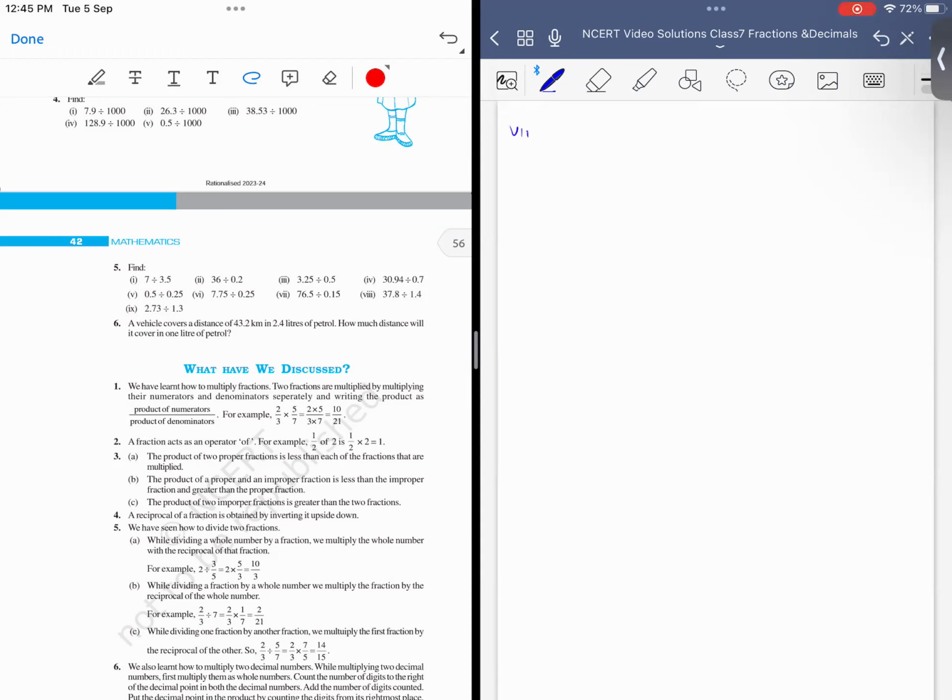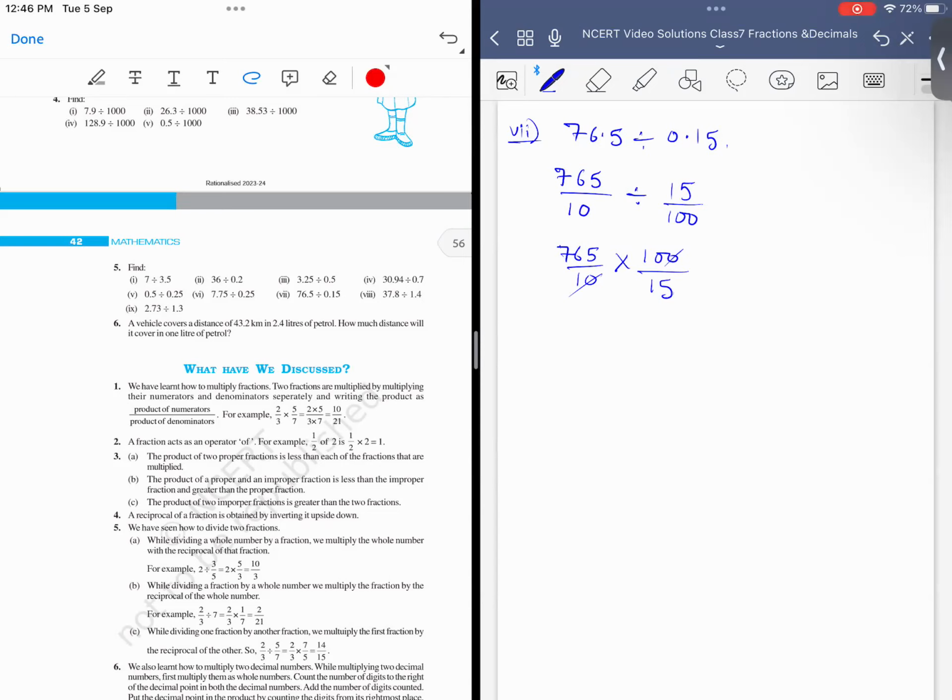Talking of question number 7, it is saying 76.5 divided by 0.15. Now again, write down the fraction form. 765 upon 10 divided by 15 by 100. We perform the division as we perform the division of two fractions. 765 upon 10, division changes to multiplication and inverse of the second, 100 upon 15. Factor out 10 and 100 10 times.